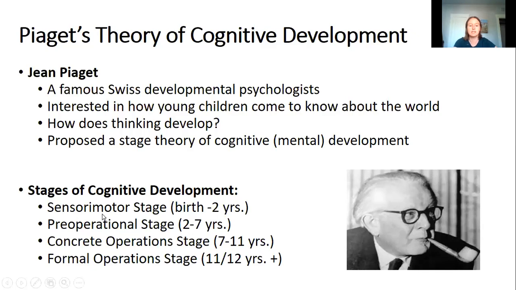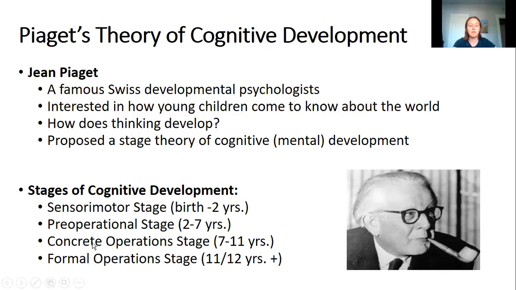The first stage is known as the sensory motor stage, from birth to about 2 years old. Keep in mind that these age ranges are averages and that there is individual variability here. The next stage is known as the pre-operational stage, from about 2 to 7 years old. At that stage, we see certain capabilities present as well as certain limitations.